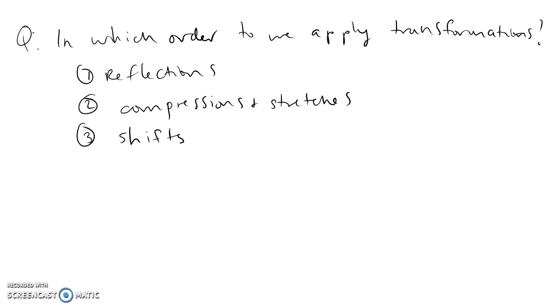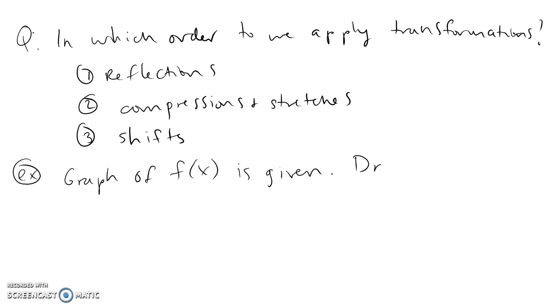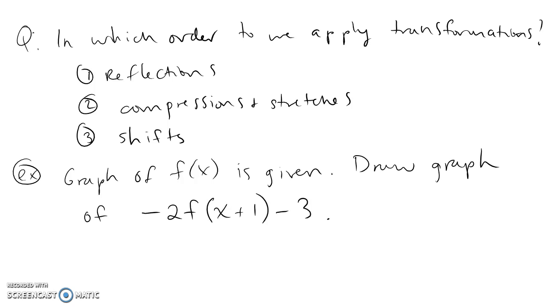To take a look at this in action, we're going to look at an example where a graph of a function, we don't know its equation, is given. And we're going to draw from that the graph of -2 times f of x plus 1 minus 3. This f here is the same f as this one.